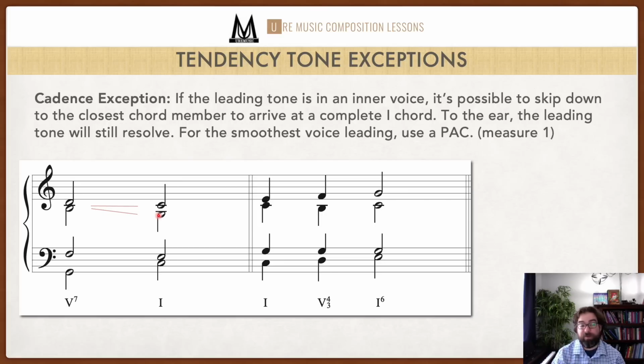And for the smoothest voice leading, you want to use a perfect authentic cadence. So here we've got scale degree 2 going down to scale degree 1, so that's moving by step into the tonic in the soprano voice, that's ideal. And then we have scale degree 5 going up to 1, so that's a perfect authentic cadence. It's a perfect example of a PAC.